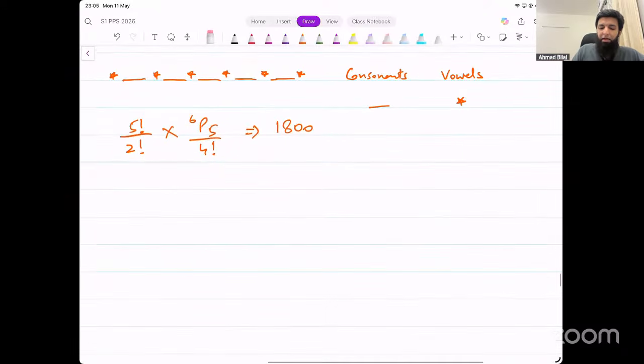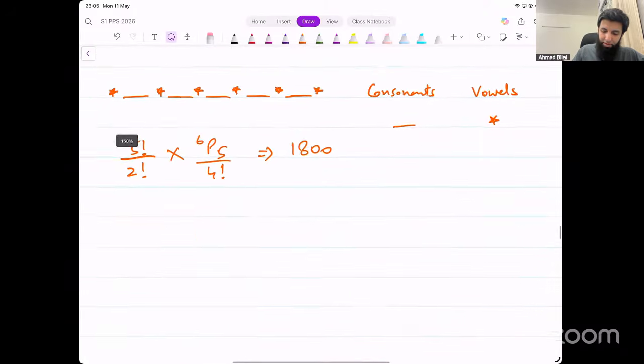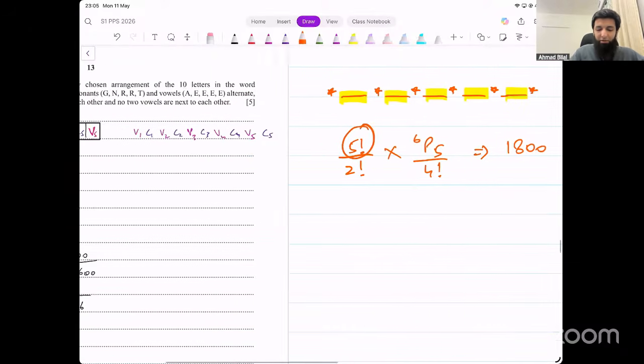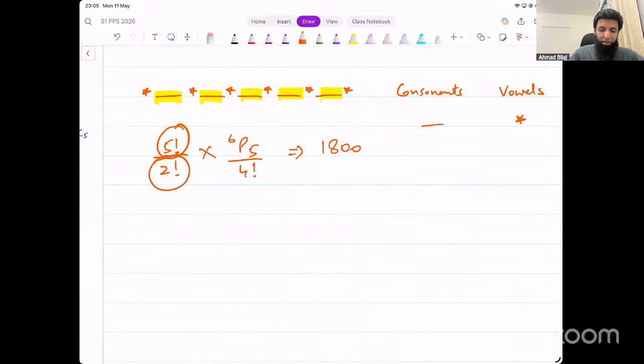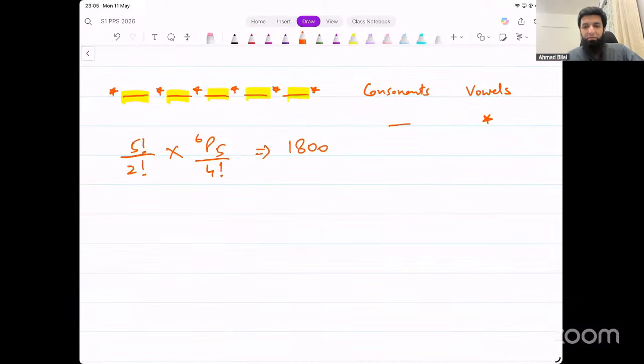Let's understand that problem. Let's suppose we represent consonants with dashes and represent vowels with stars. Now, we could have 5 dashes for the consonants. Now, the consonants could come in these 5 places. In how many ways can we arrange them? We could say 5 factorial, but then 2 of them are identical, so we divide by 2 factorial. Nothing wrong until this point. But then we say, how many places do we have for the vowels now? 1, 2, 3, 4, 5, 6. We've got 6 places for them.